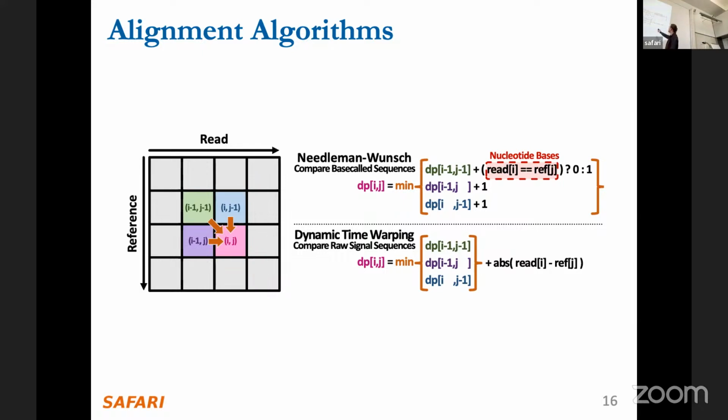But we have a very similar structure, right? We have a dynamic programming table, and these update rules are somehow the minimum score of those 3 neighbors. The only thing that's different here is how we count similarity or dissimilarity of the sequence. So instead of just comparing the nucleotides, are they equal or non-equal, we just get the absolute difference between the numeric signal values in the reference and the read.